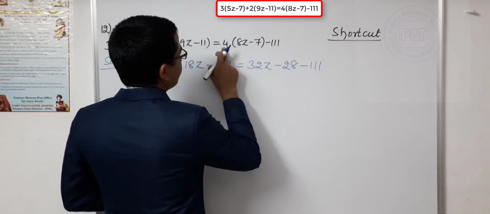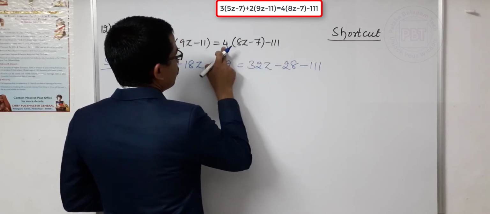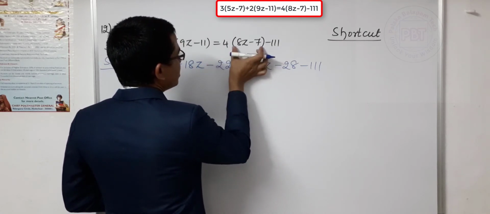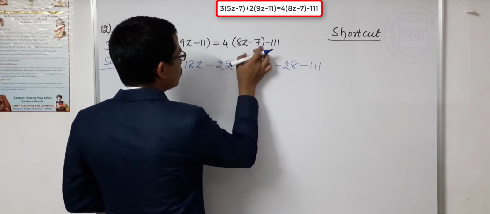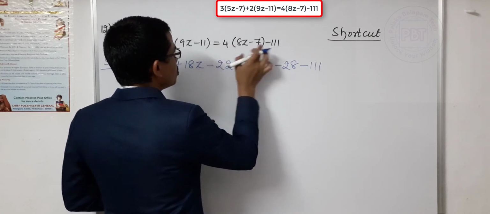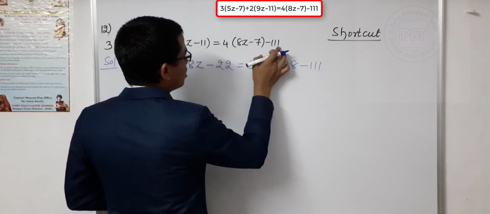So don't multiply 4 into 111. This 4 should be multiplied for the inside the bracket terms. In the bracket there are only 2 terms. So for these 2 terms only we have to multiply 4. So don't multiply 4 and 111.